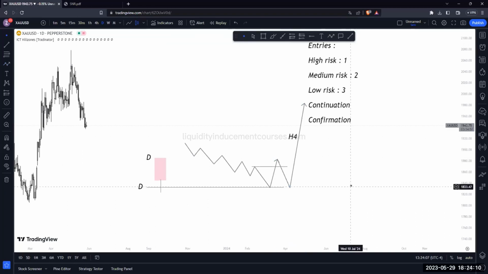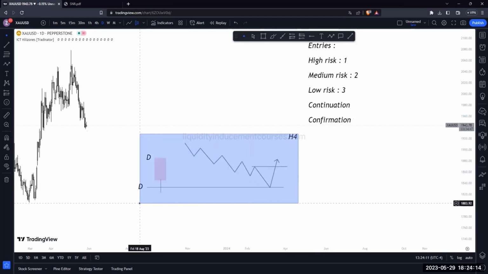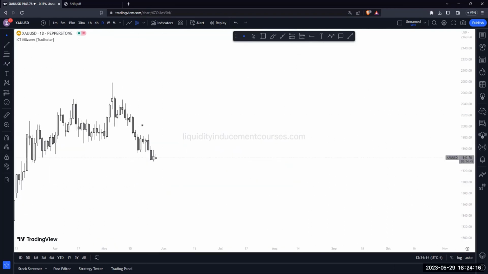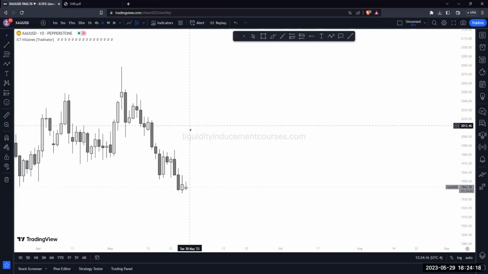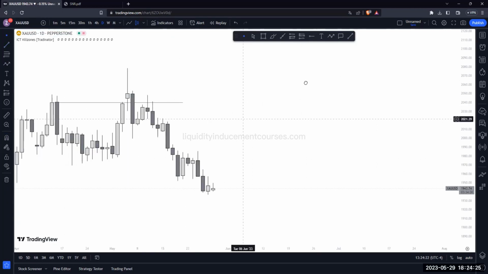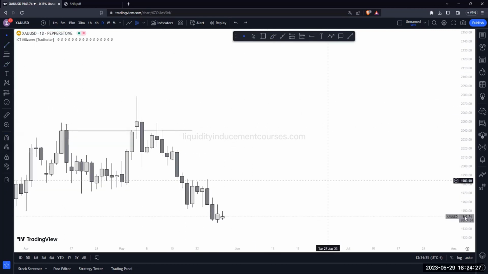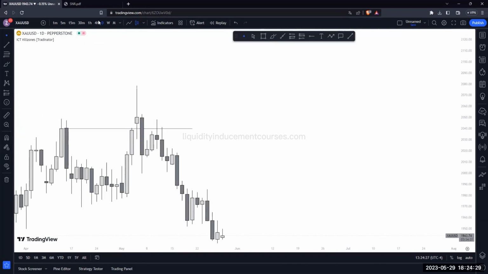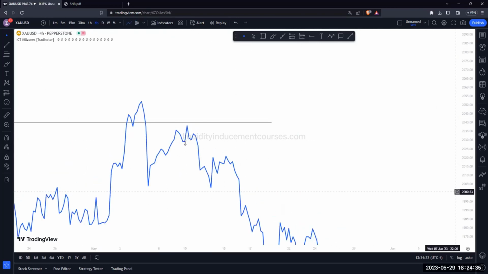Okay. Very simple, right? So you're going to have a daily reject daily. Let me give you an example. What do you see here? A rejection. Yeah, you go where? 4 hours. And then you go to line chart and look for a breakout.